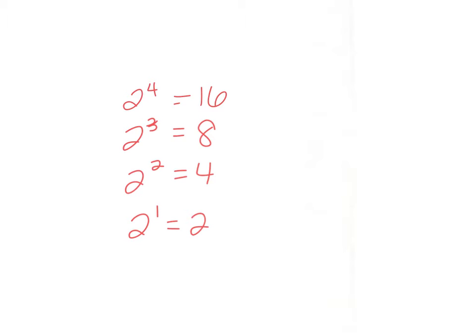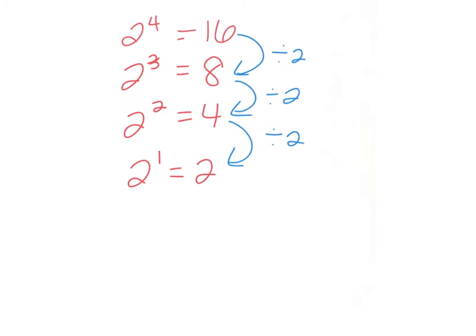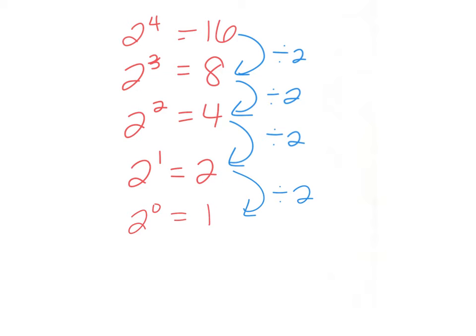Okay, so what is the relationship that you notice? What is happening each time if you work backwards, if you go down on the right side? From 16 to 8, that's being divided by 2. 8 to 4, divided by 2. 4 to 2, divided by 2. And if you notice, the exponents are decreasing by 1. So what would 2 to the 0 power be? Some people instantly want to think 0, but it's not. You would divide 2 by 2 one more time, and you would get 1.